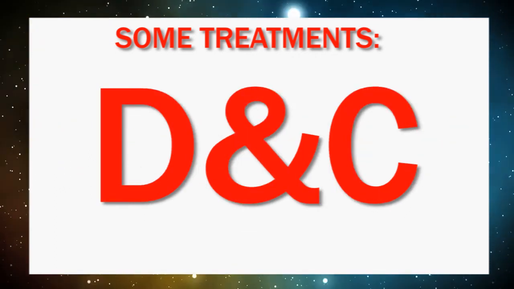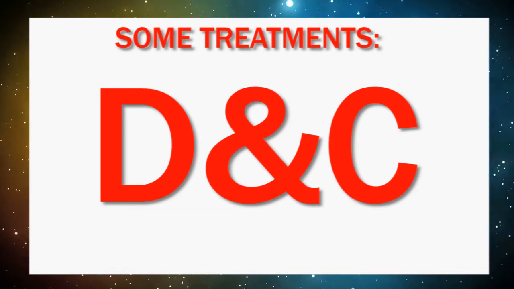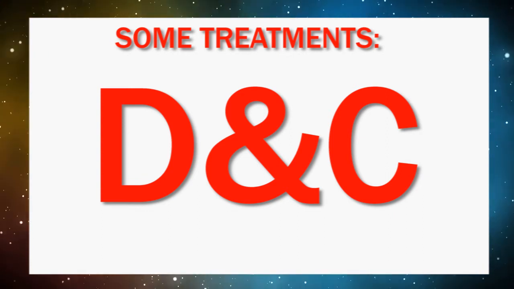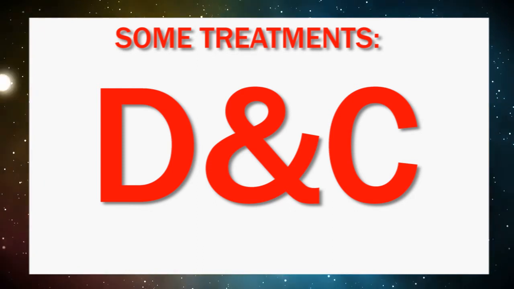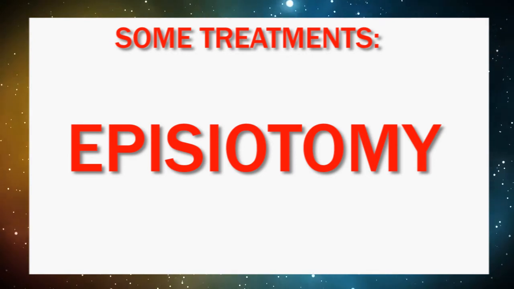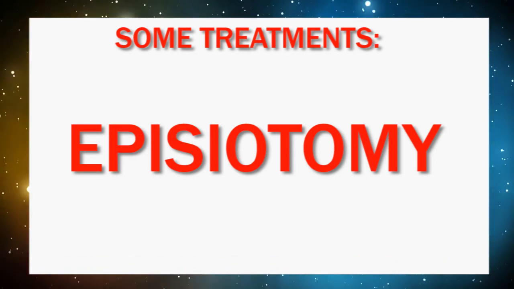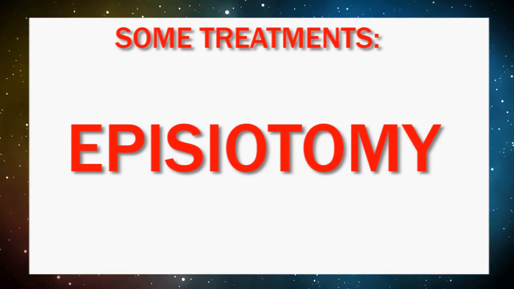D&C stands for dilation and curettage. It's a surgical procedure done to clean out the uterus of any bits of placenta or other remaining tissues. Episiotomy is a surgical incision used to enlarge the vaginal orifice. It's done to avoid any tearing in the vagina during delivery.